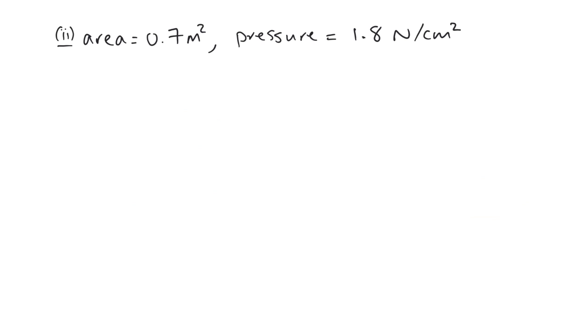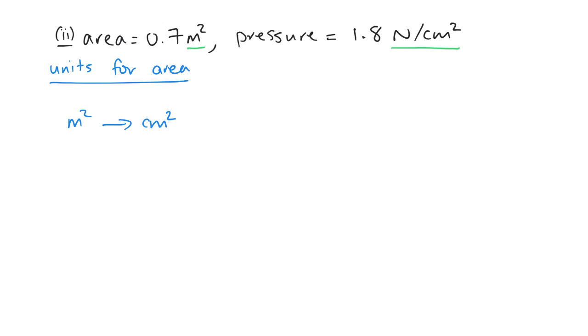Part 2 then, we're still looking for the force. This time our area is 0.7 meters squared and our pressure is 1.8 newtons per centimeter squared. So the first thing you should notice is that our units don't match up. We've got a meter squared in the area but centimeters squared in the pressure. So the first thing we need to do is change the units for the area. So we need to go from meters squared to centimeters squared.